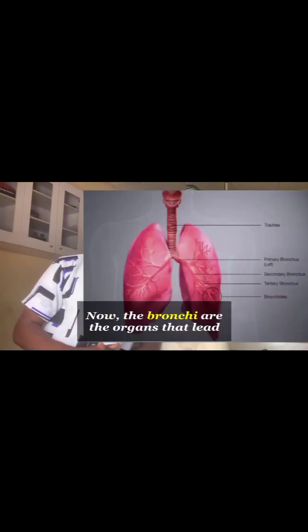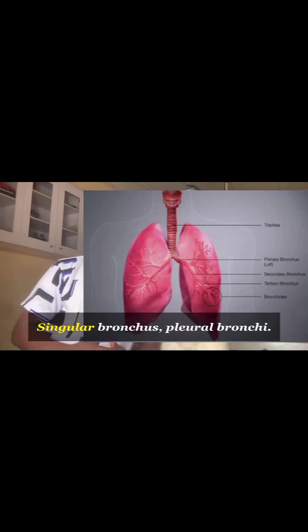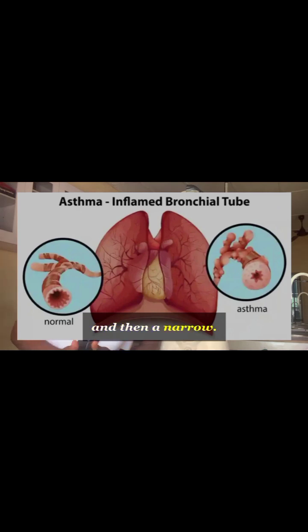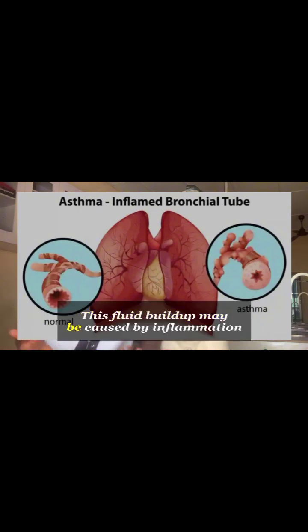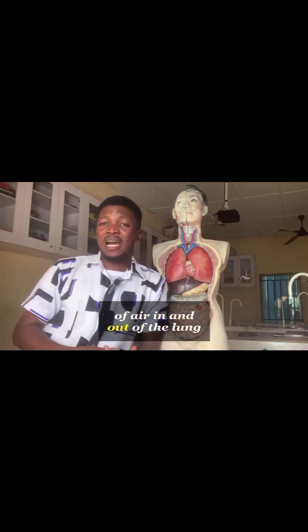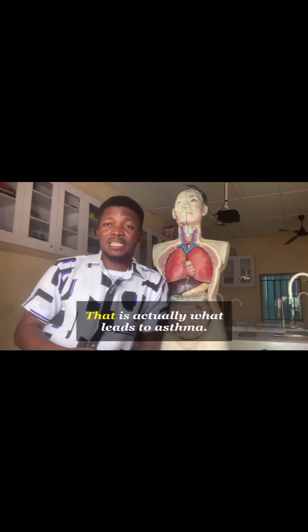Now, the bronchi are the organs that lead air to the lungs. Singular bronchus, plural bronchi. Okay. Asthma actually occurs when the bronchi get swollen and then narrow. This may be as a result of fluid buildup in the bronchi. This fluid buildup may be caused by inflammation of the bronchi, thereby making the passage of air in and out of the lung difficult. That is actually what leads to asthma.